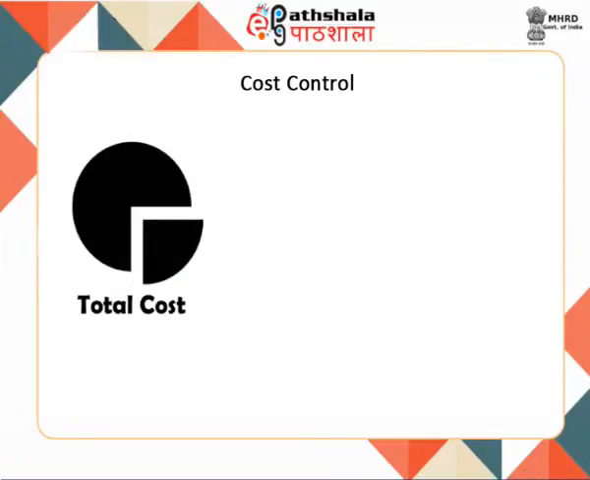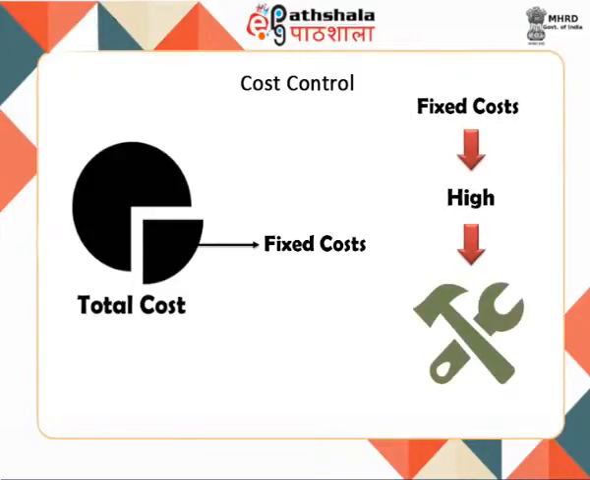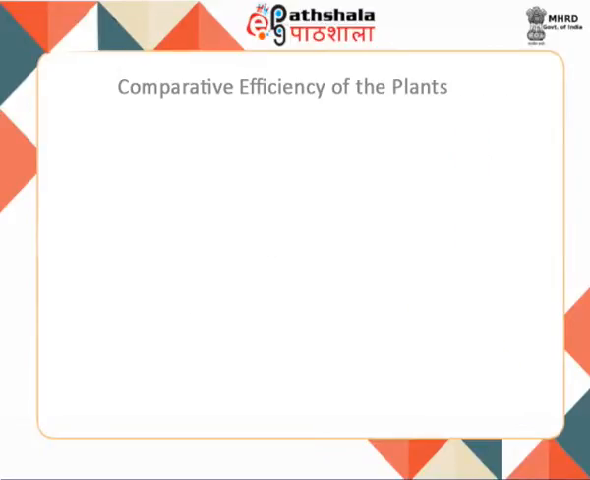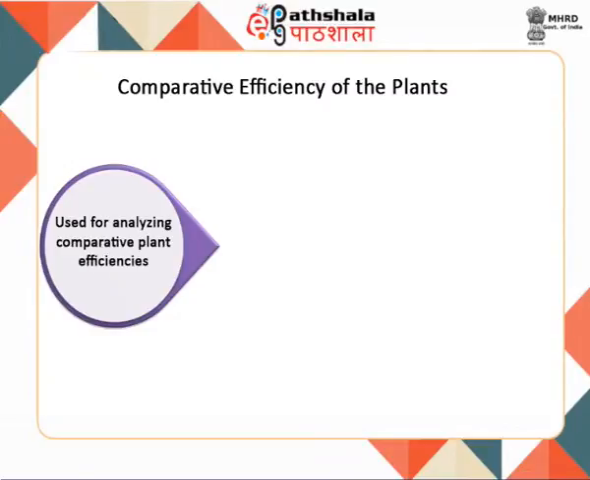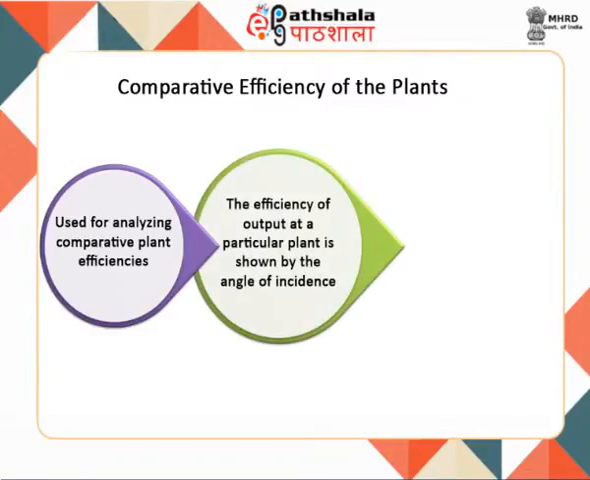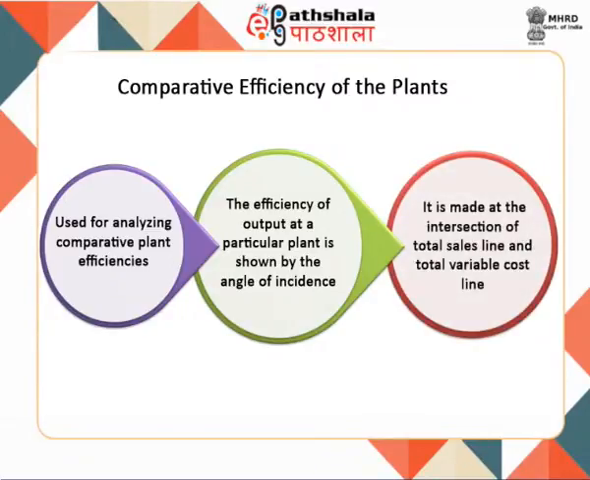Number 4, it helps in cost control. The break-even chart shows fixed cost graphically in the total cost of the product, and if the fixed costs are high, the management can take corrective actions to control the costs like elimination of wastage, improved efficiency, etc. Number 5, comparative efficiency of the plants can be analyzed. The break-even chart can be used for analyzing comparative plant efficiencies. The efficiency of output at a particular plant is shown by the angle of incidence made at the intersection of total sales line and total variable cost line.